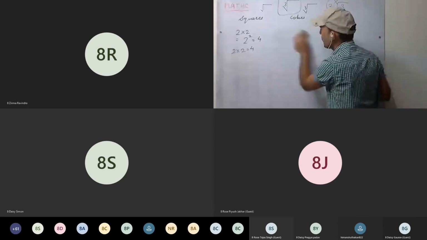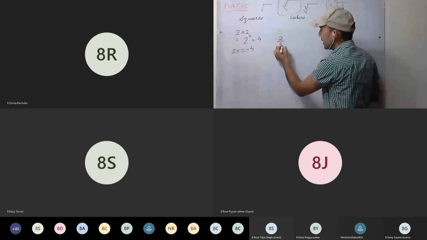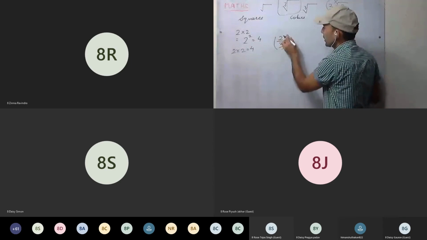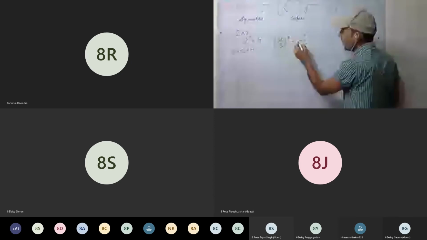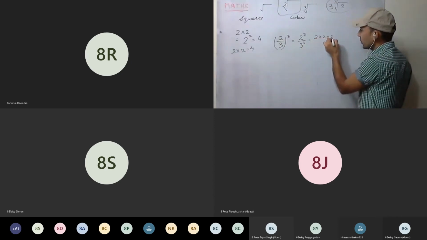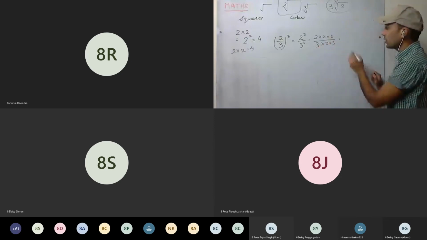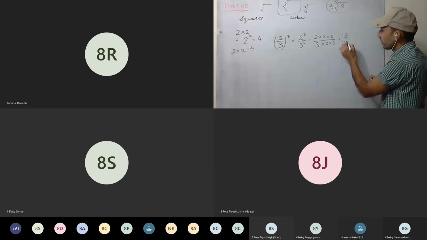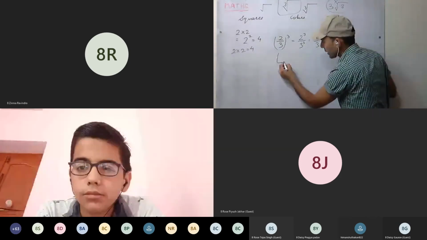Now for example, cube we have to find. Cube of 2 by 3 we have to find. So 2 by 3 the whole cube. Now it can be written as 2 cube upon 3 cube. It will be how much? 2 into 2 into 2 upon 3 into 3 into 3. It will be how much? 8 upon 27.